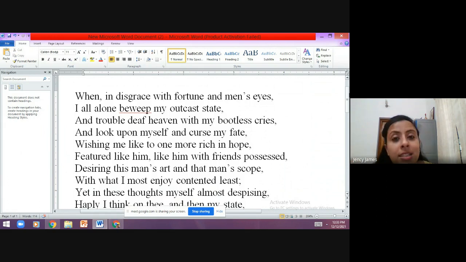But no God answers. No God answers my cry, my request, my prayers, and trouble deaf heaven with my bootless cries. I always trouble heaven. I always trouble God by crying. But my cries prove to be bootless, means what? Useless, because heaven is deaf. God is deaf. Here we can see how heaven is personified as God, who was deaf to his prayers, to his cries.